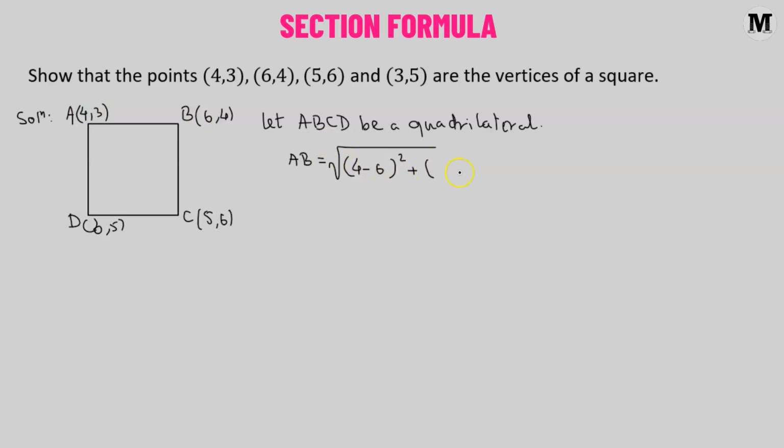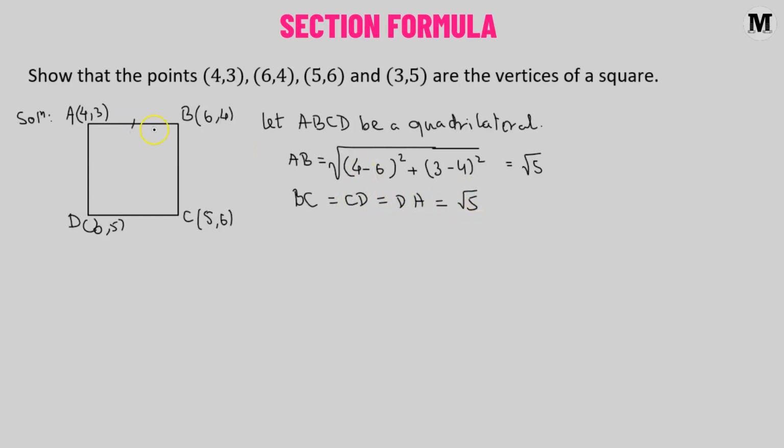And then add it to the square of the difference of the y coordinates. Here the y coordinates are 3 and 4, so the difference will be 3 minus 4. When we compute this value, it comes out to be the square root of 5. And similarly, using the same distance formula, we'll see that BC, CD, and DA are all also going to have length equal to the square root of 5.